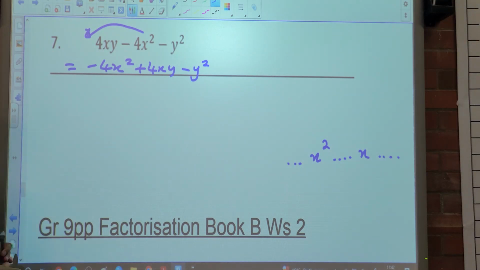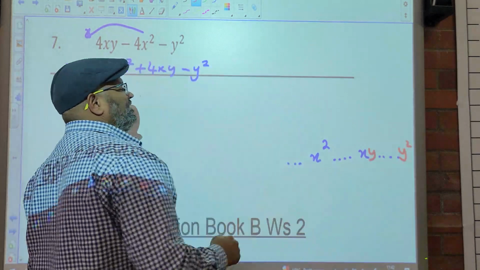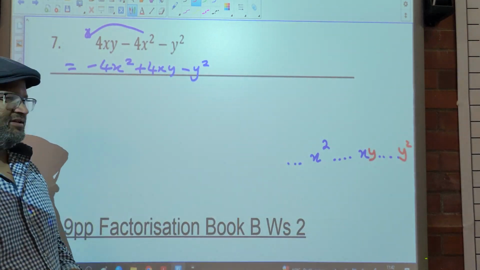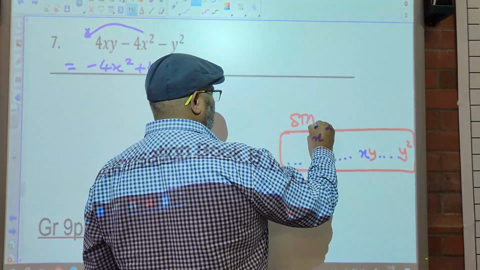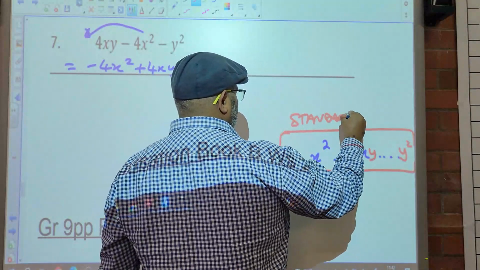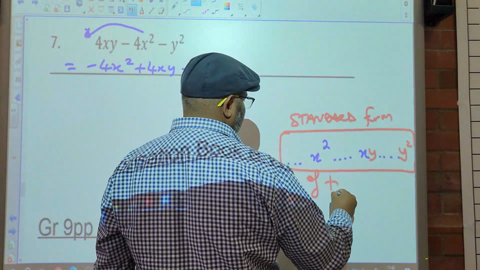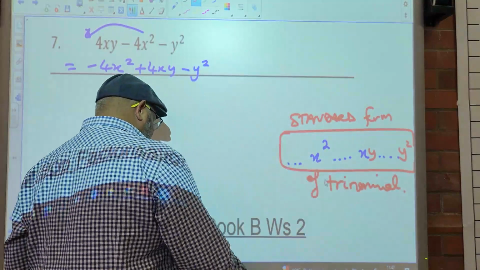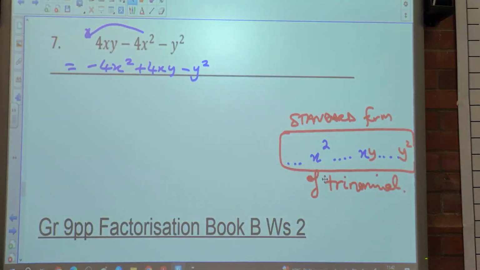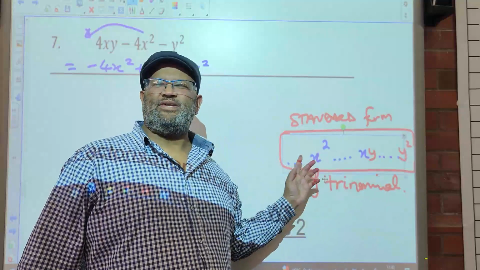Okay, if there's a y here, then there will be something y squared, y and no y. That's a standard form. And then you want to make a note there: standard form of trinomial. Standard form of trinomial. Okay. What does this mean? There's no many numbers there, no?